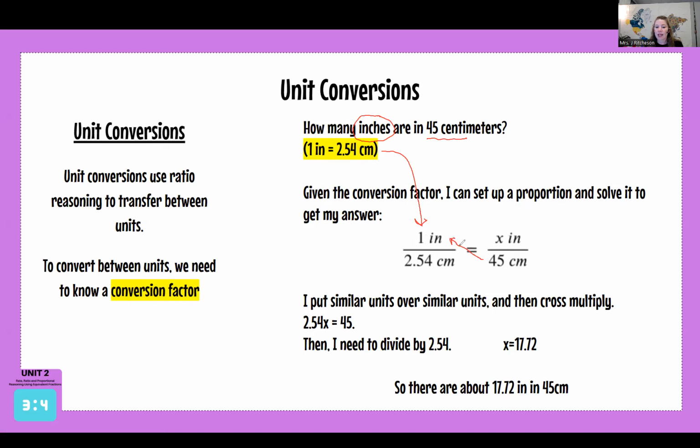So we're going to cross multiply. 45 times 1 is 45. And then 2.54 times x is 2.54x. So to get x by itself, you always divide by the number that is attached to the x, which means we're dividing both sides of the equation by 2.54. So 2.54 divided by 2.54 is 1, and 1 times x is x. You can use your calculator if you need to. Divide 45 by 2.54, and the answer is 17.72. So there's about 17.72 inches in 45 centimeters.